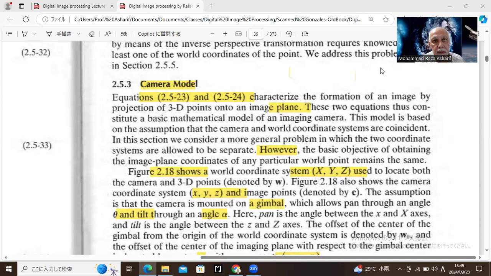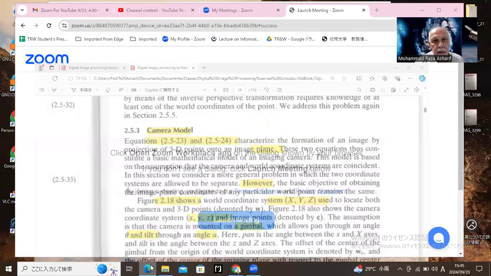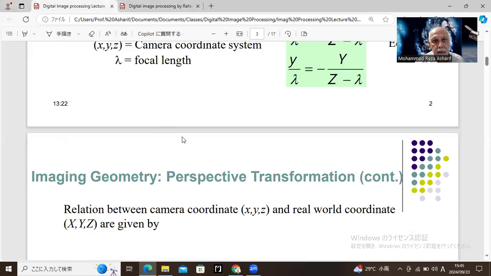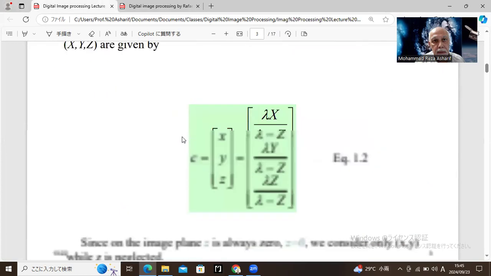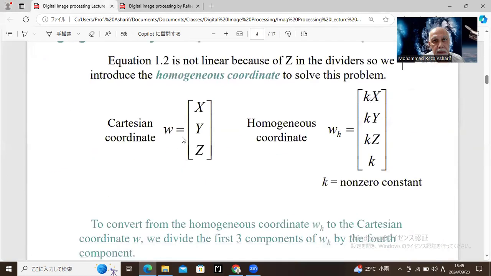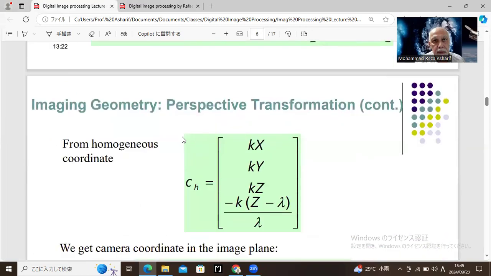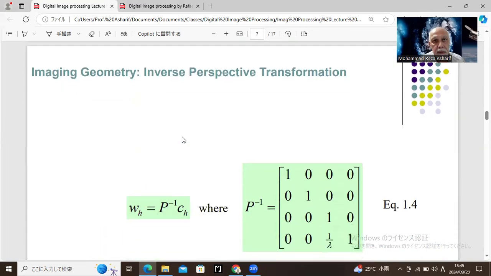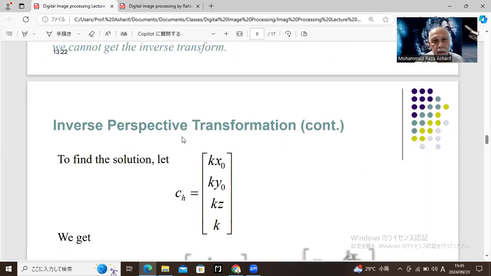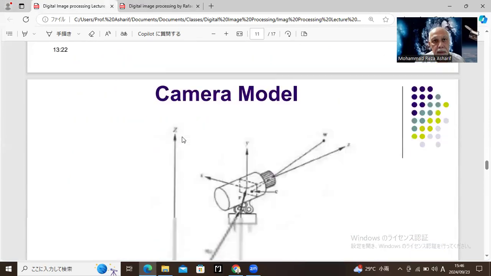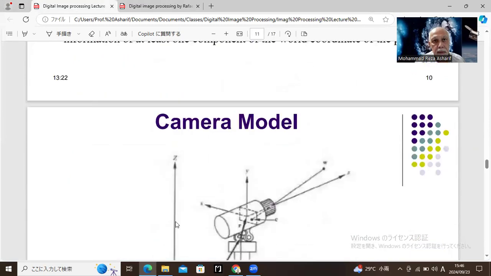Before going to stereo images, stereoscopic images, I would like to talk about the camera model. So this is about the camera model. Previously, I talked about transformation and perspective, and also translation, rotation, and scaling. I talked about that, and perspective transformation. And today I would like to talk about the camera model.